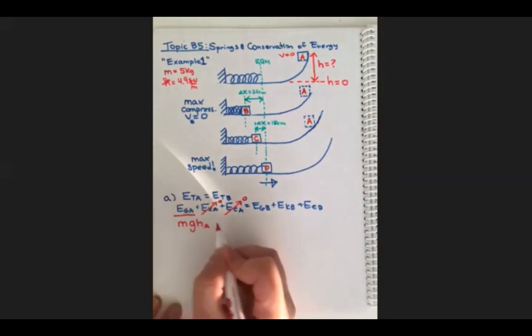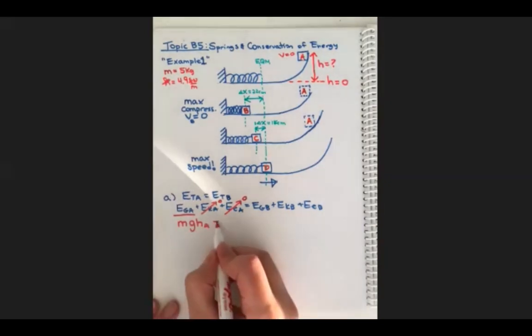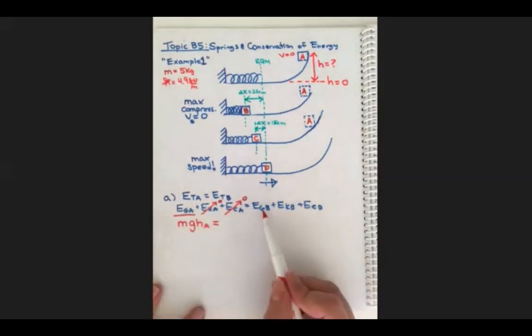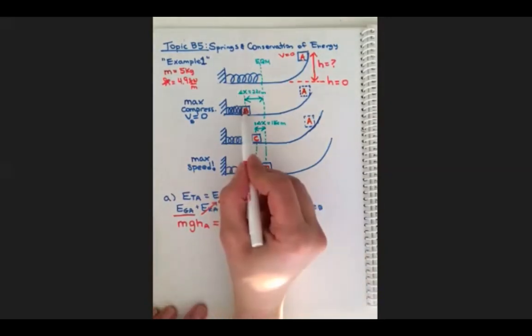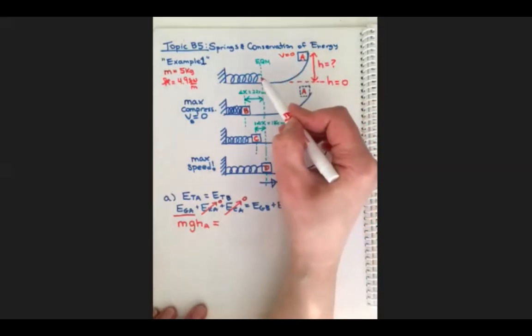We're not going to bother to put a subscript for m because the mass of this toy car doesn't change. So what does that equal? If we look at the types of mechanical energy that exist at B, as A was sliding down, EG was turning into EK. At the equilibrium point, this was the maximum speed. So there was maximum kinetic energy, and there was no elastic energy because you haven't started to compress the spring.